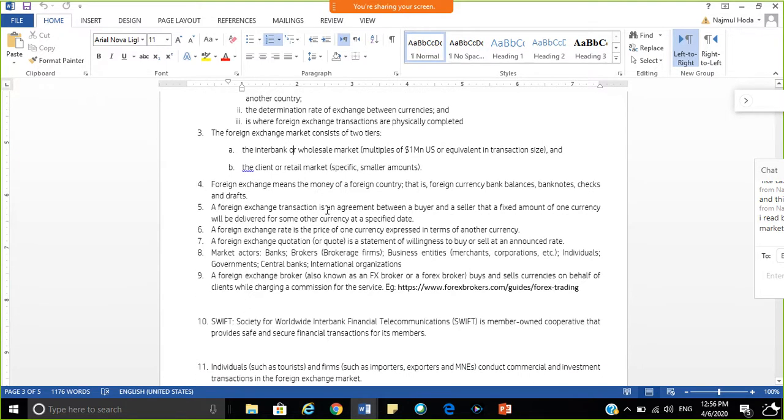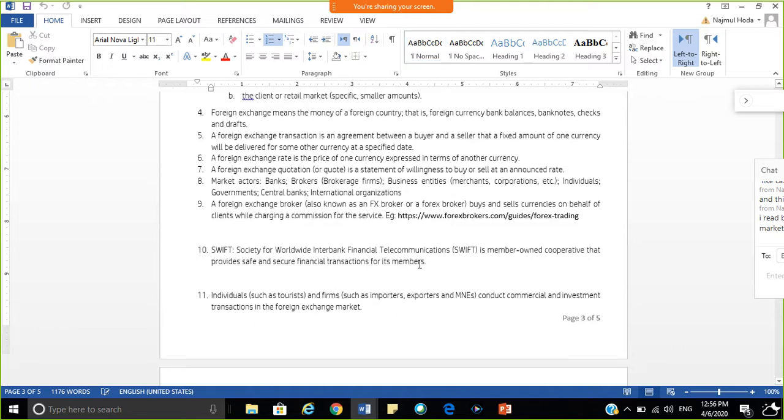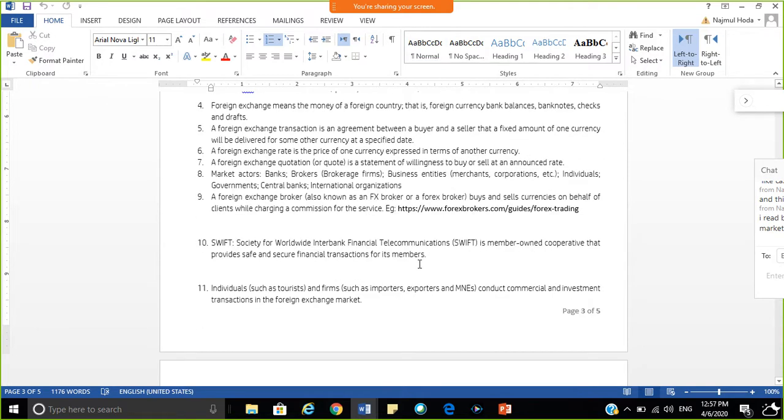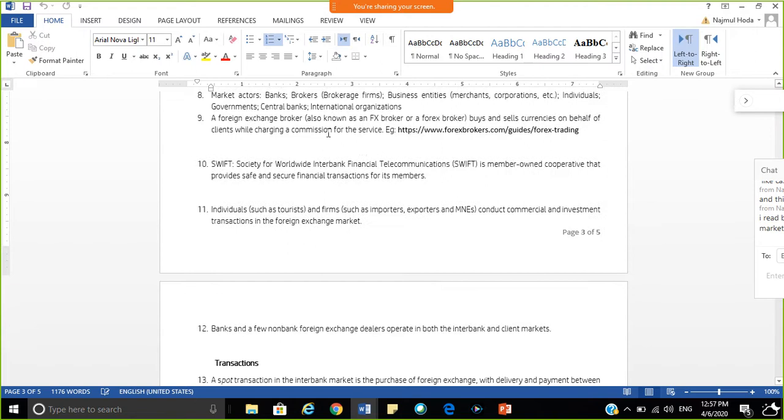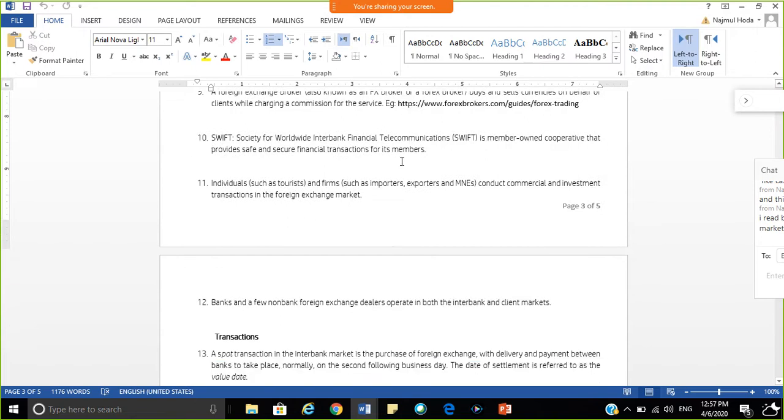Now, foreign exchange means what? It means the money of a foreign currency, a foreign country. We'll go quickly. When you read all the points, you will understand, and when you submit the assignment, I'll explain there also. So every point is there. I just roughly simplified the major points.